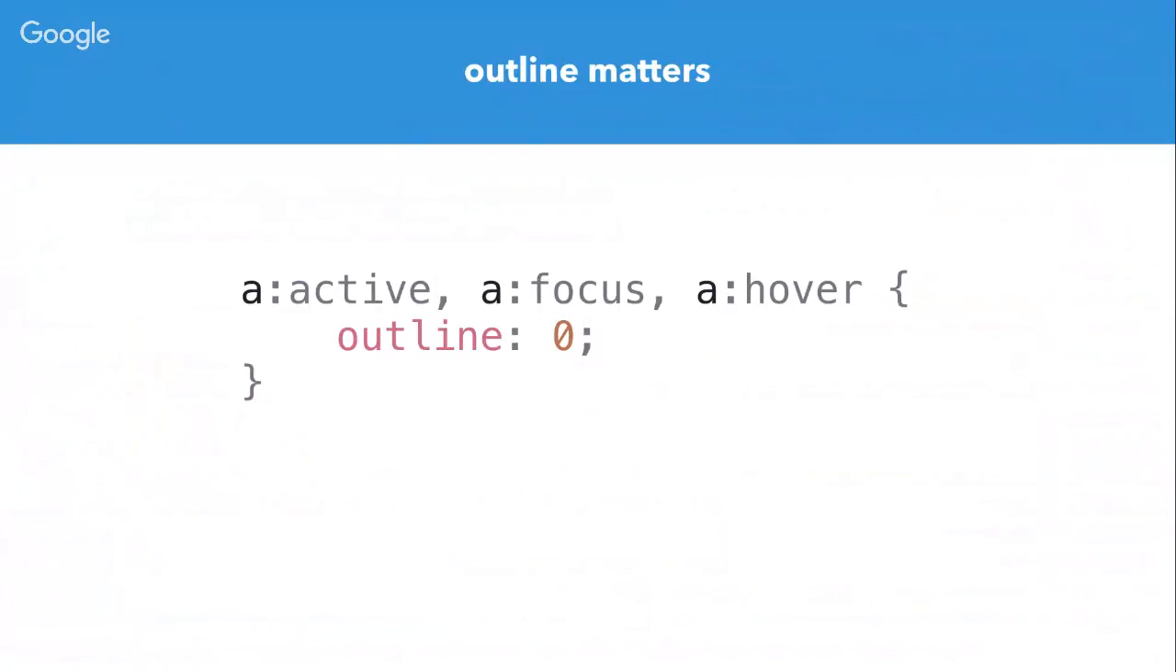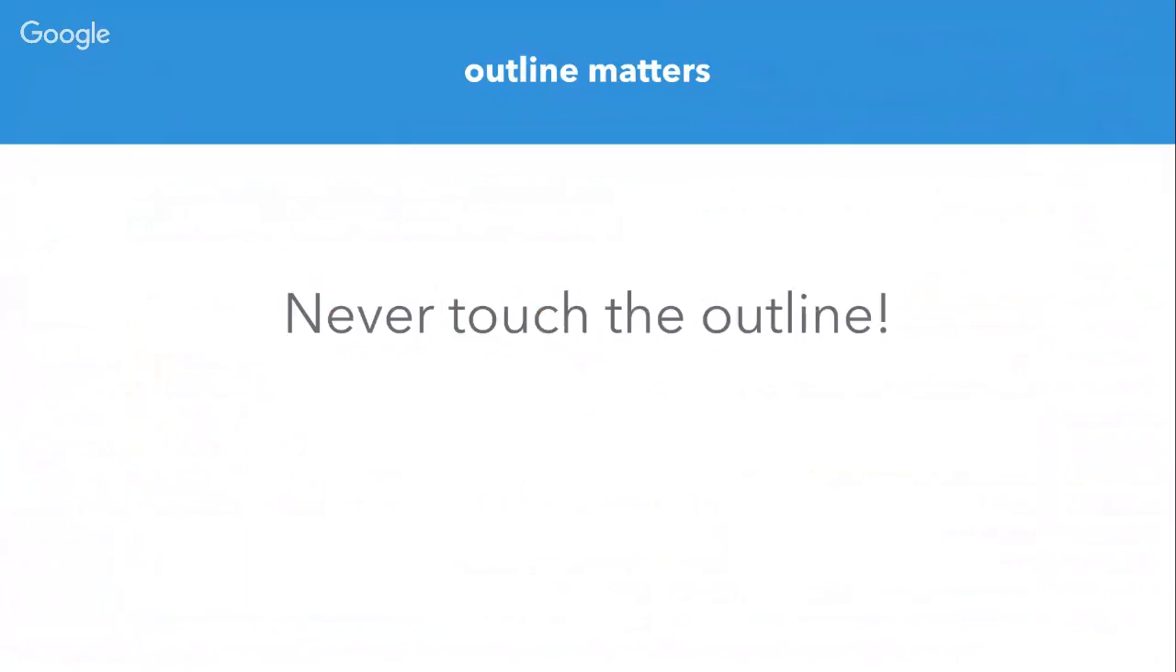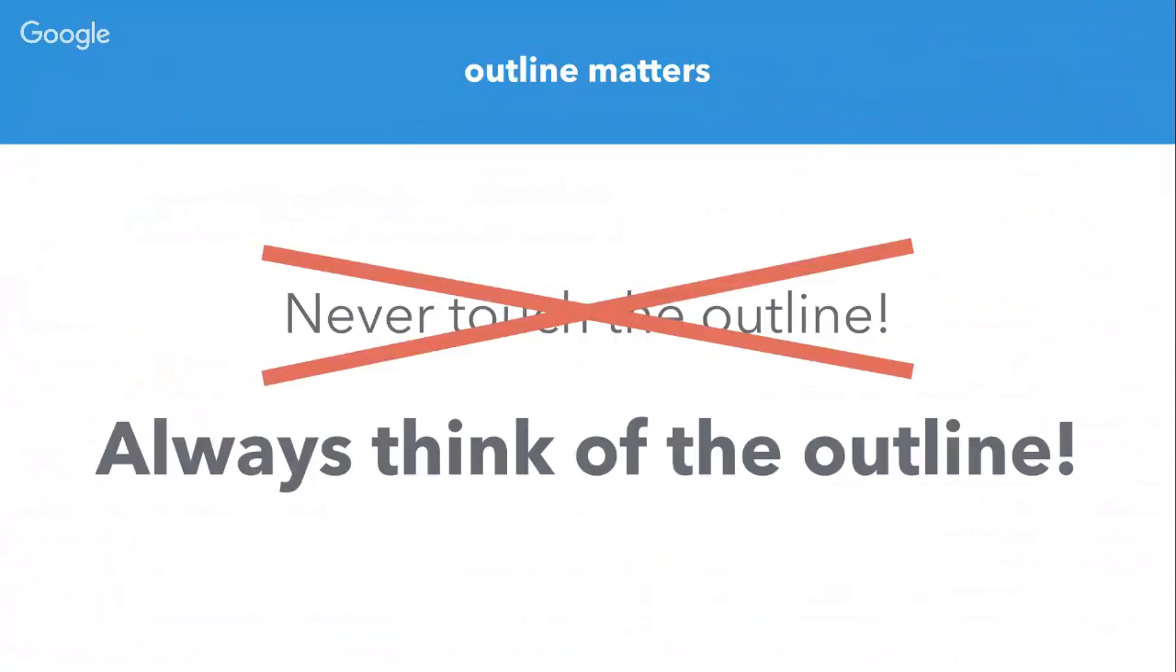We shouldn't do that. And I'm doing front-end development for quite a while, and what I always said was never touch the outline. But recently I actually changed my opinion to always think of the outline. And why is that? I was reading an article about accessibility, and there was one comment below that actually caught my attention.